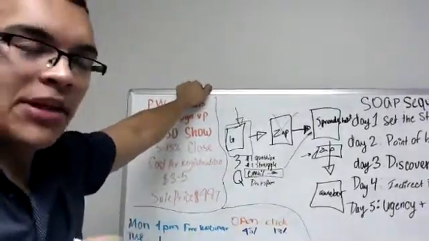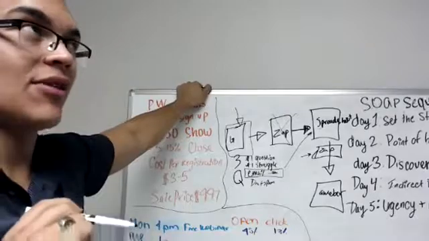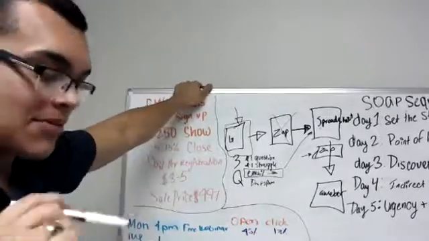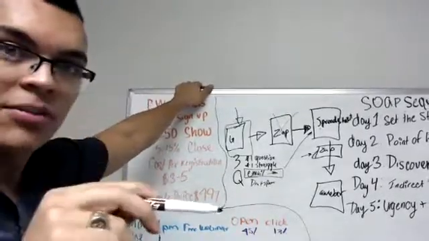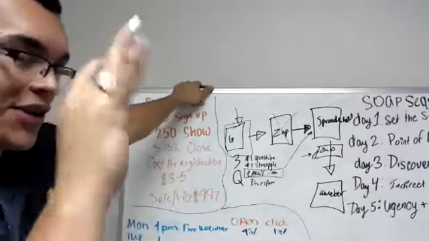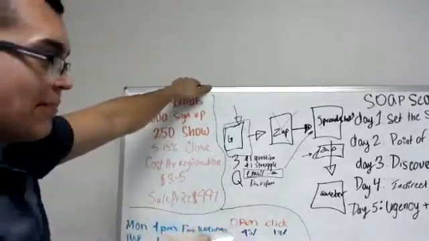Zapier. Get it now. I'm telling you, it'll save your life. I just showed Jay some ninja stuff to go from ClickFunnels to his webinar to automatically enroll them. It's crazy, some crazy ninja stuff you can do with Zapier.